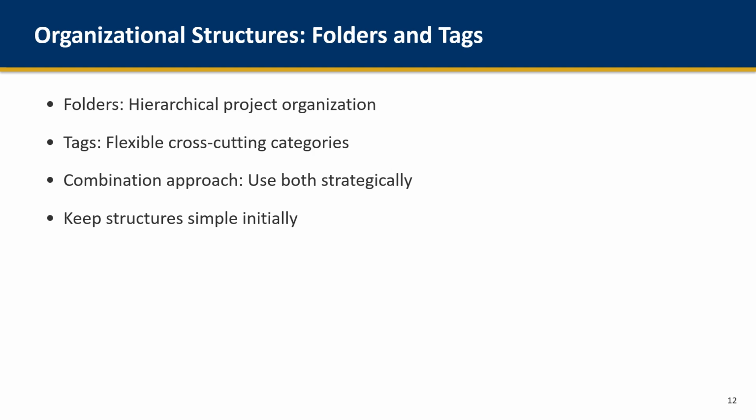Tags create flexible, cross-cutting categories that span projects. You might tag sources by methodology, theoretical framework, population studied, or stance on a debate. Tags answer the question, when I need all sources about X, regardless of which project they belong to, how do I find them? The most effective approach combines both systems.